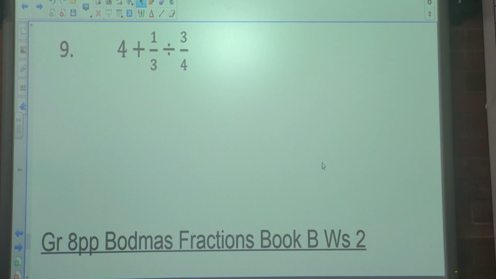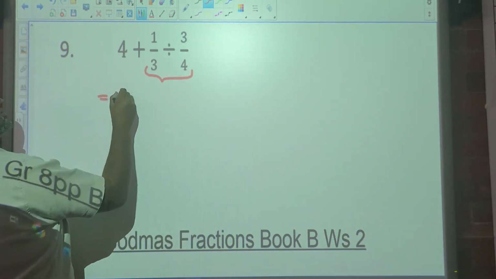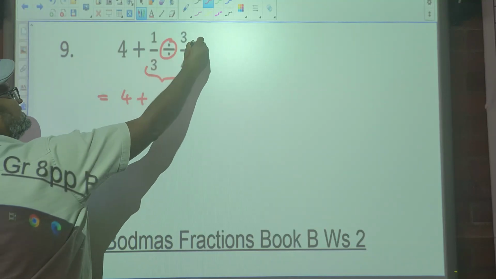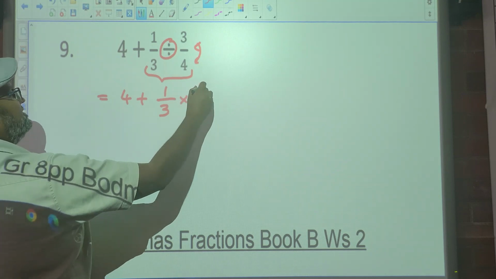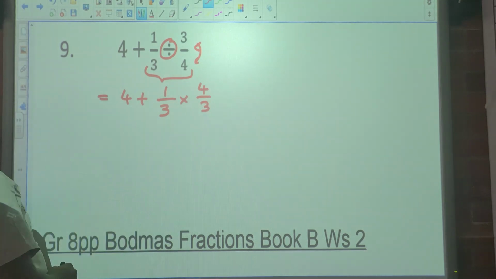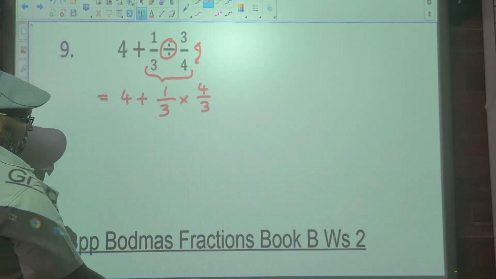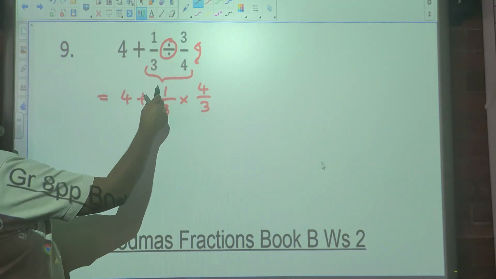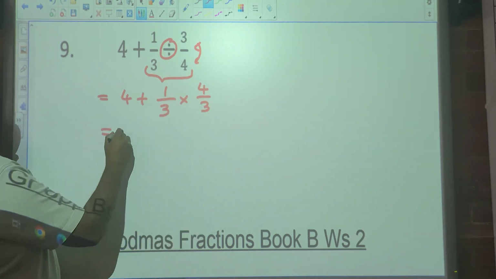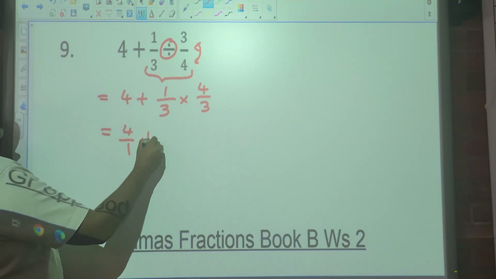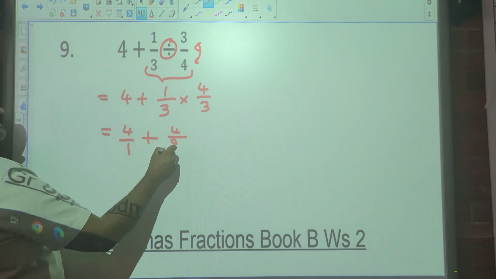Look at number 9. What must be done first here? Division. So it will be 4 plus. Change this to multiplication, tumble and tumble. So it's 1 over 3 multiplied by 4 over 3. Again, division must be sorted out first. Oh, sorry, multiplication now. Can anything cancel here? No. So that's simply going to be 4 over 1 plus 4 multiplied by 1 is 4 over 9.